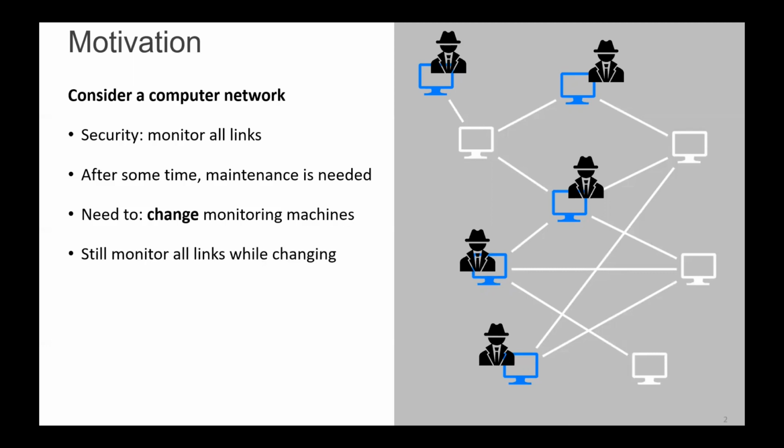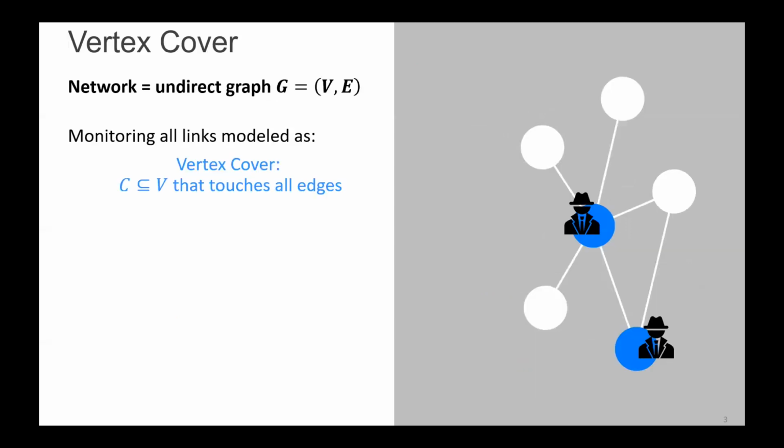And what you of course want is, even during the change, to always monitor all of the edges. And what we want to do here is study the smooth transition from one set of monitoring machines to another one. And formally, the set of monitoring machines is nothing but a vertex cover. So a subset of the vertices that touch all of the edges.